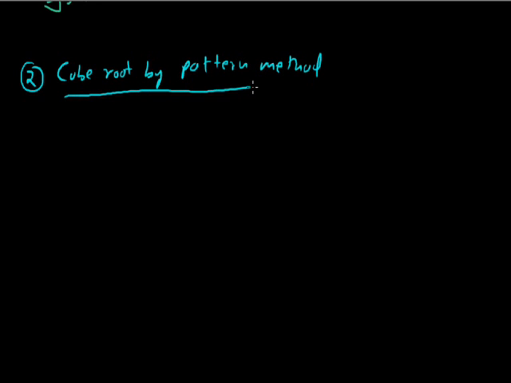Now to find the cube root using this method, first we have to learn one series of numbers, and the series is 1, 7, 19, 37, 61, 91 and 127 and so on. This series we have to learn to find the cube root using this method.